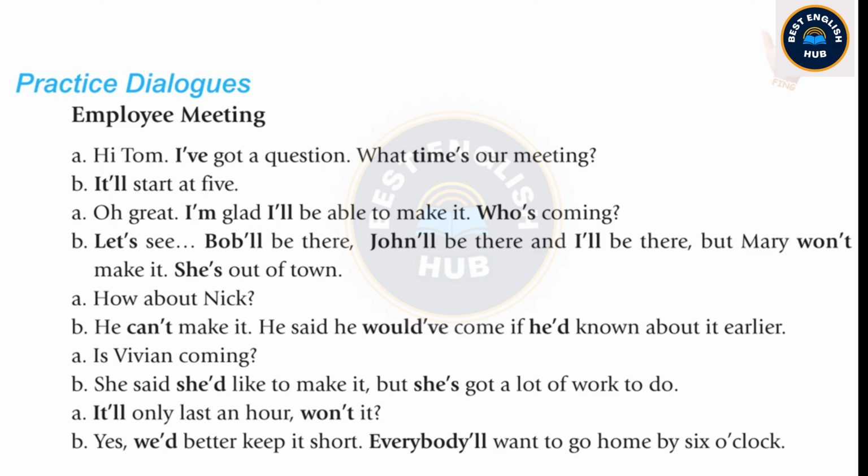How about Nick? He can't make it. He said he would have come if he'd known about it earlier. Is Vivian coming? She said she'd like to make it, but she's got a lot of work to do. It'll only last an hour, won't it? Yes, we'd better keep it short. Everybody will want to go home by 6 o'clock.